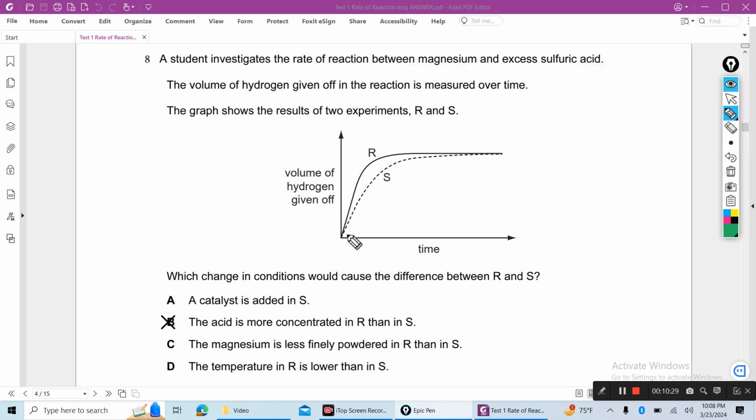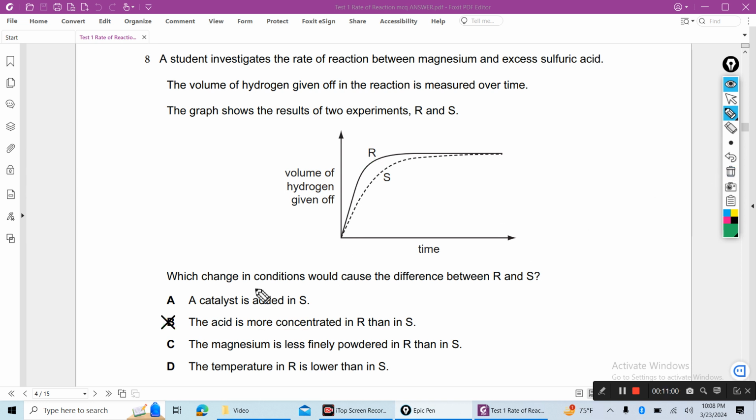And you see graph R is steeper, I mean rate of reaction is faster, and S dotted line graph is less steep, rate of reaction is slow. So R rate of reaction is faster, that means the acid is more concentrated in R than S. B is the correct answer because R graph is steeper, so it means R acid is more concentrated.